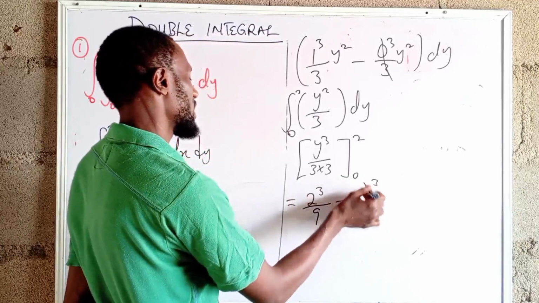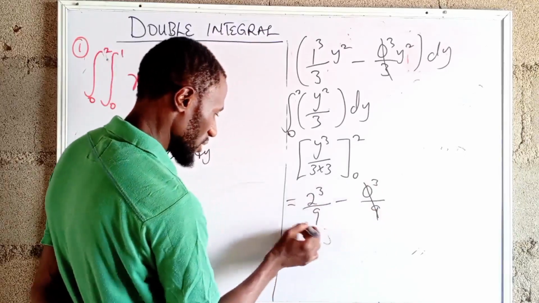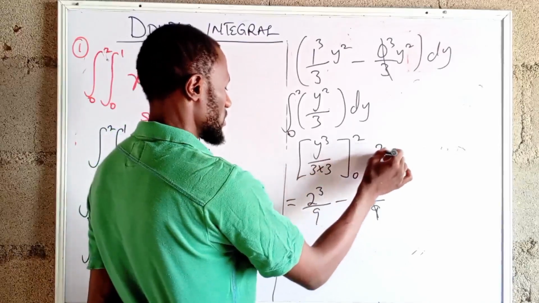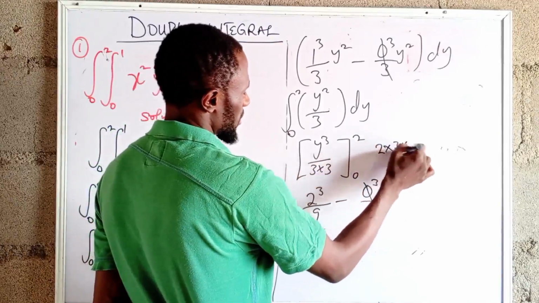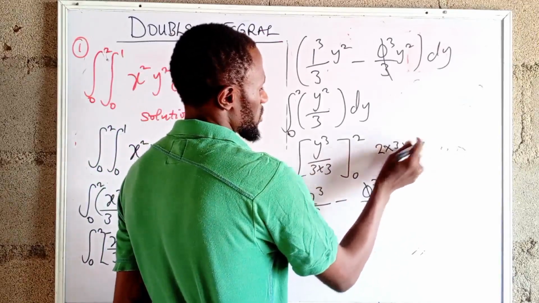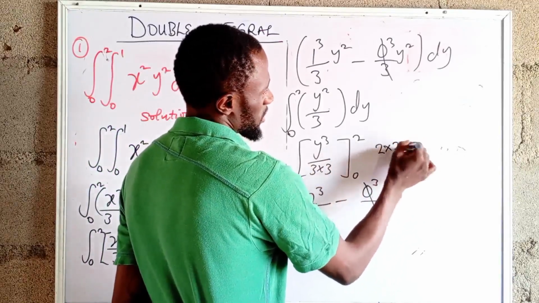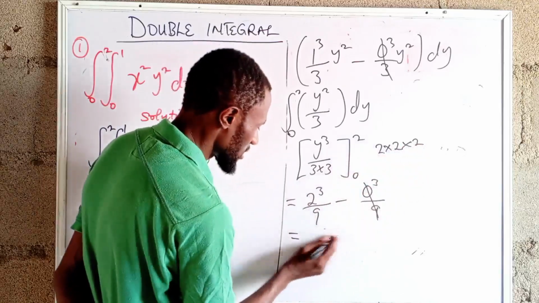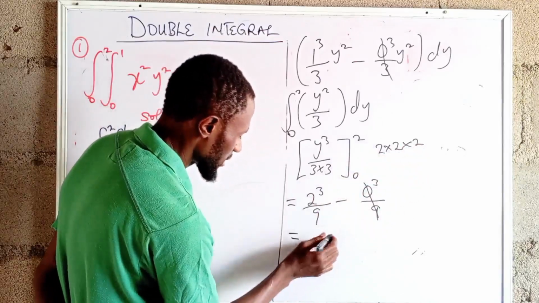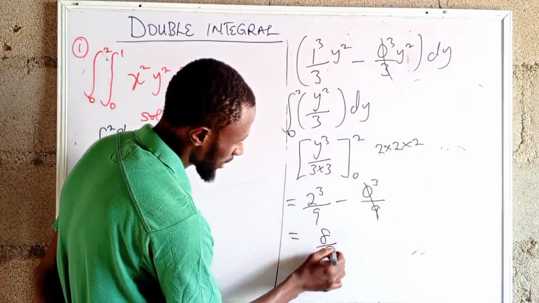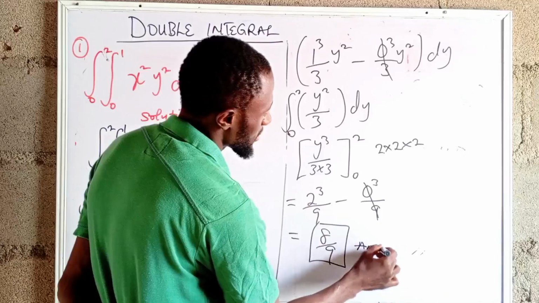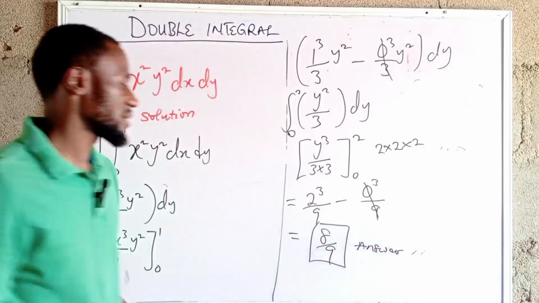Then this 0 over 3, it's all 0. Then 2 raised to power 3, we have this is equal to 2 times 2, which is 4, 4 times 2 is 8. That is 2 raised to power 3 is equal to 8 over 3. As simple as this. That is the answer.